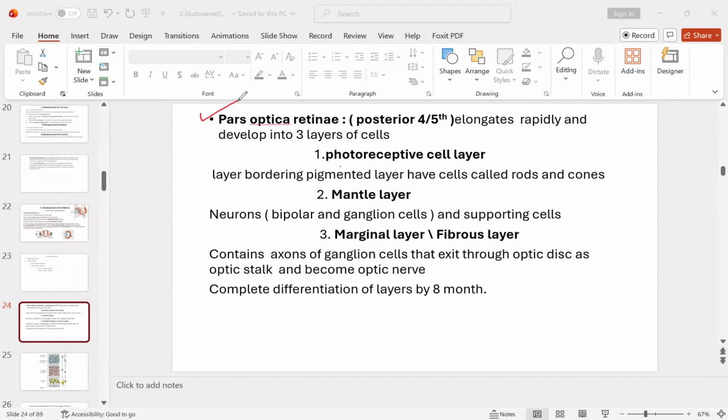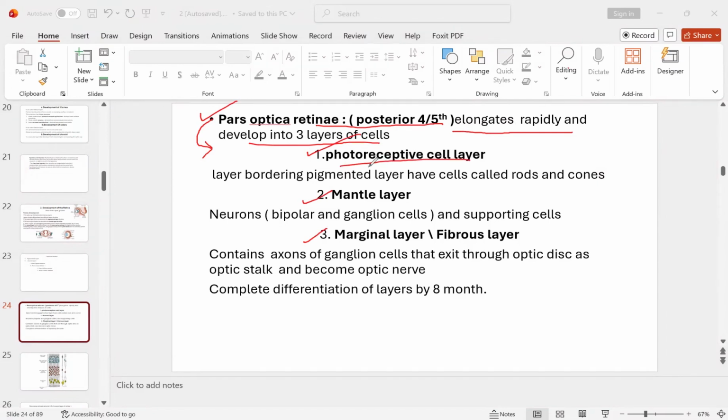The pars optica retini is making up posterior 4/5 of the neural layer of retina. Pars optica retini elongates rapidly and develops into three layers of cells. So the pars optica retini after differentiation is divided into three layers of cells. What these layers are: number one, photoreceptive cell layer, number two, mantle layer, number three, marginal or fibrous layer.